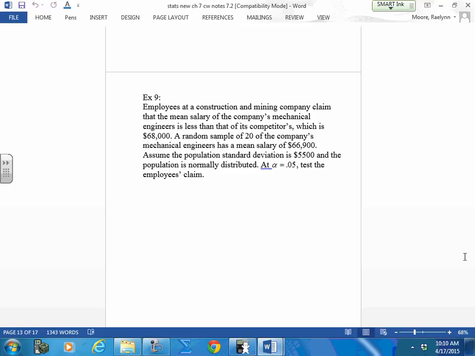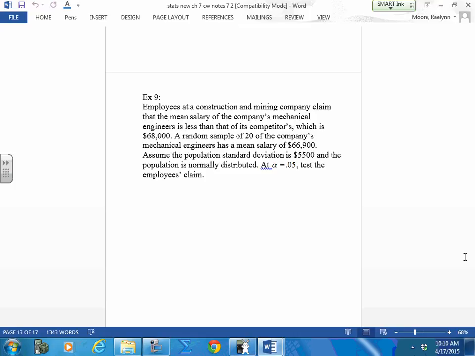You can make a statement with this and you can agree with him. As an employee, I agree, yeah, we make less. I want to support that claim and then turn around and say, see, I told you we make less than them. So it depends which way you want to set this up. But this is the type of thing we're going to look at.